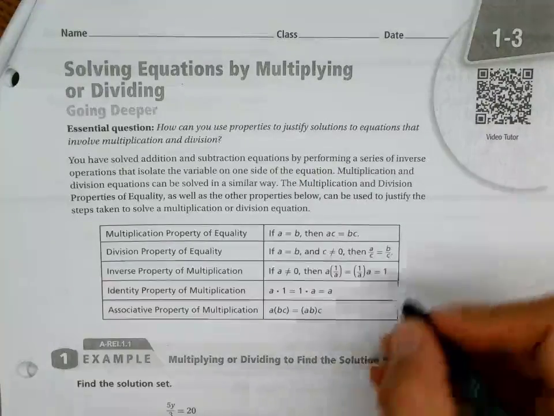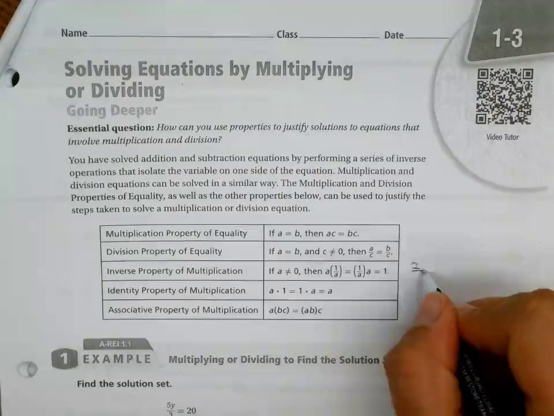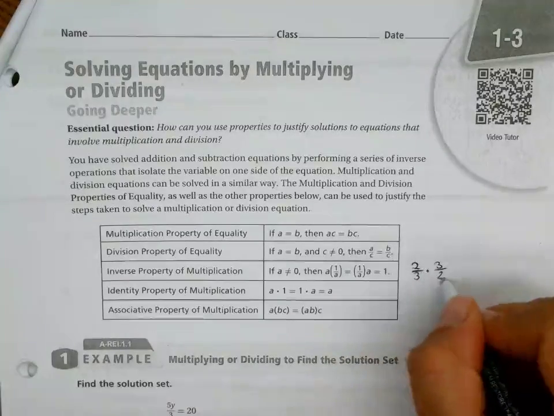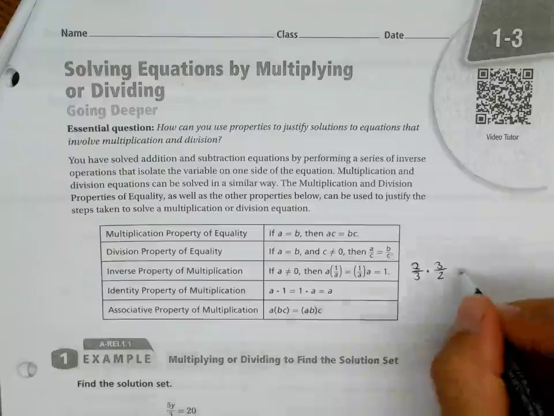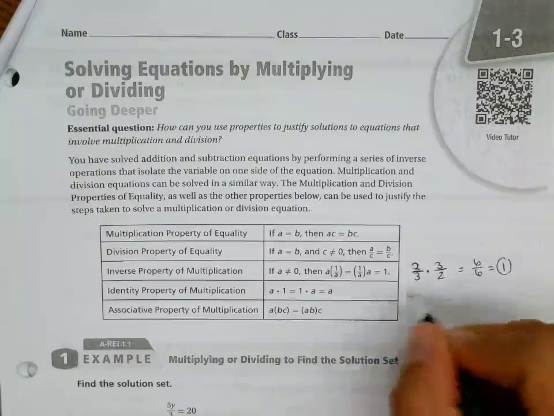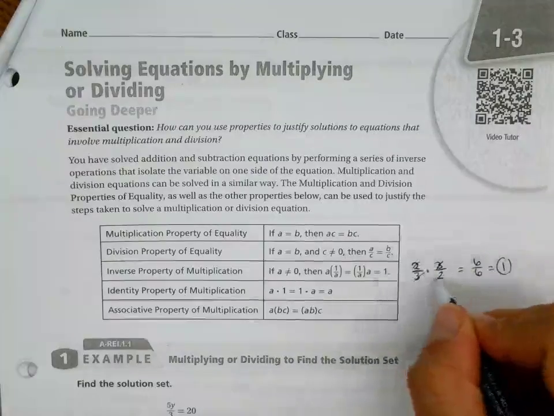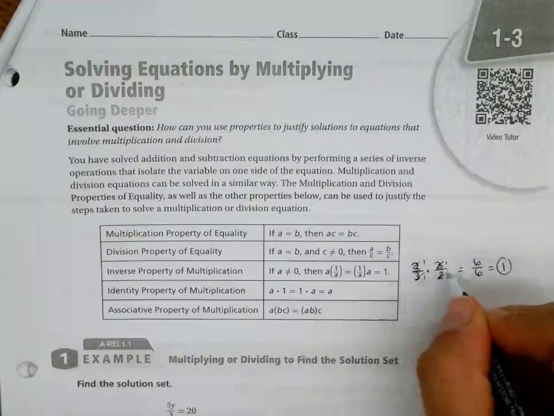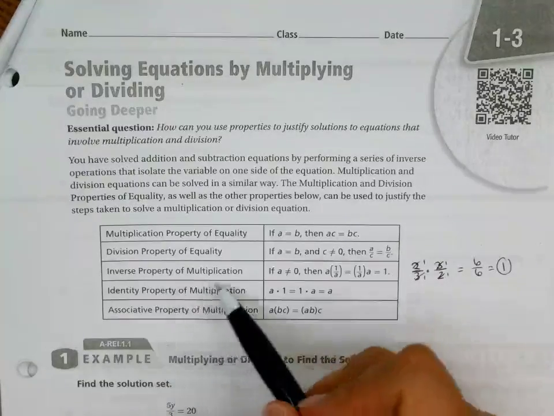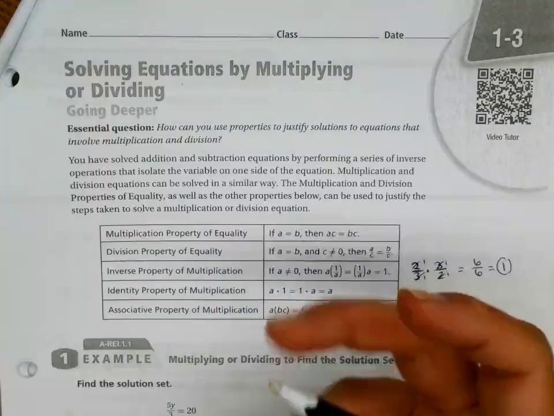So, if I had 2/3, 2/3 times 3 over 2, the reciprocal of that fraction, is going to be 6 over 6, which is 1. Because 3 divided by 3 is 1, these both reduce, and we just get 1. Any number times its reciprocal will be 1. That's the multiplicative inverse, or the inverse property of multiplication.